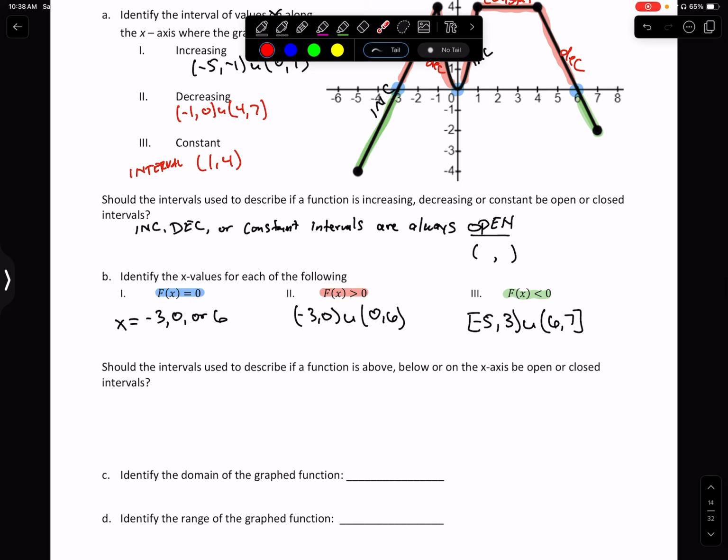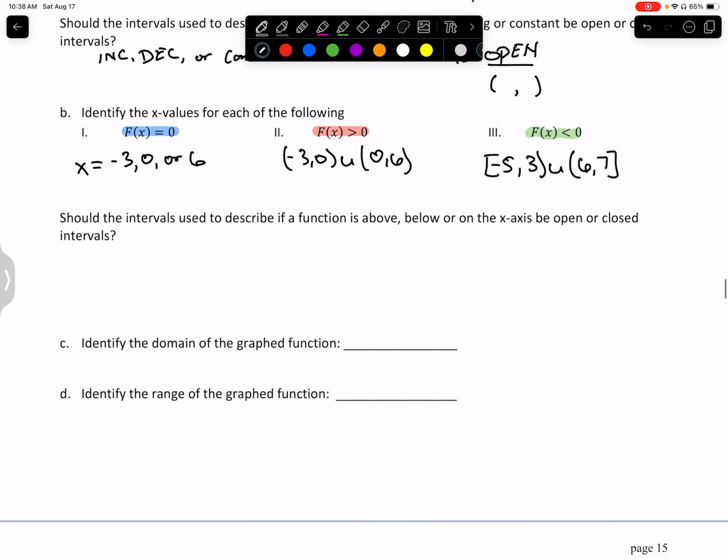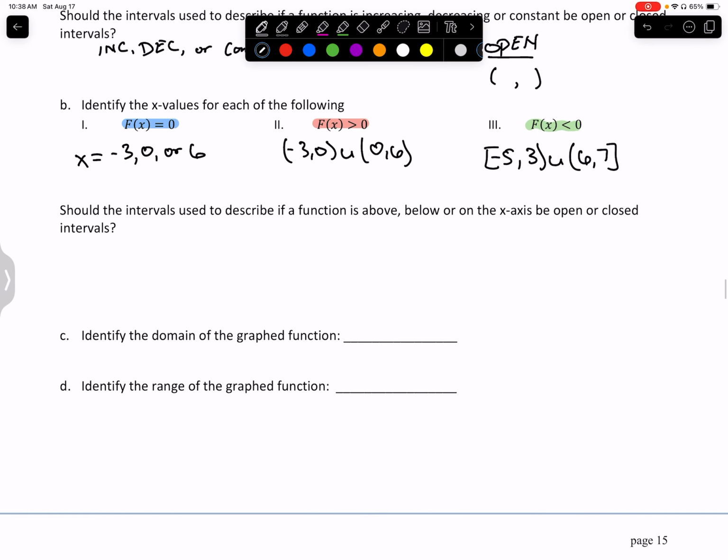All right, almost finished. Should the intervals used to describe a function as above, below, or on the x-axis be opened or closed intervals? Well, that depends. The intervals might be opened or closed depending if the endpoint is included. Let's write that down.